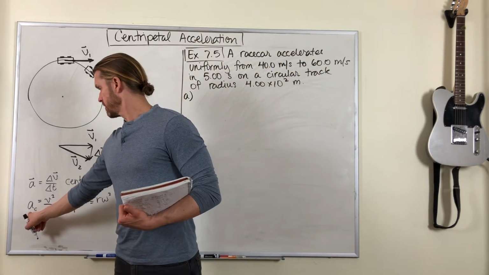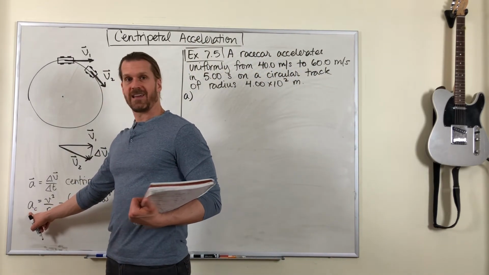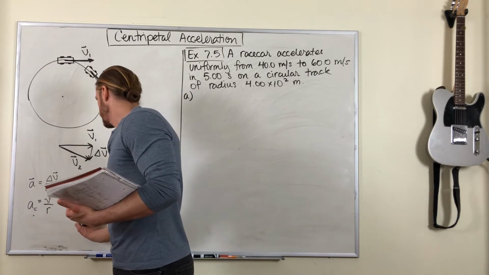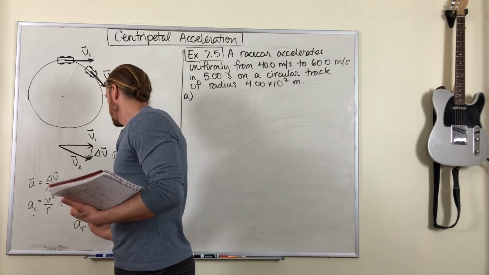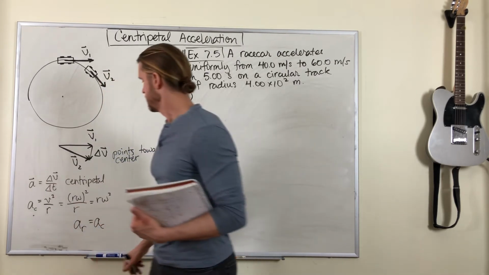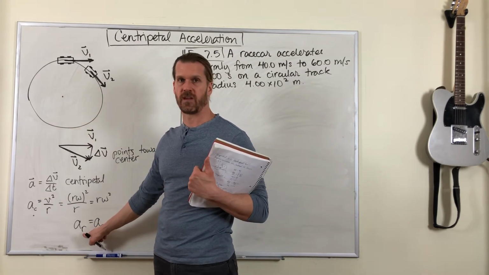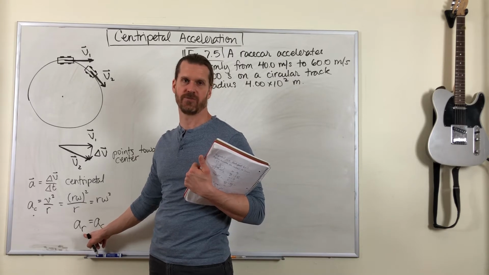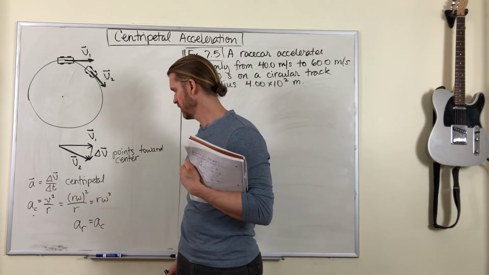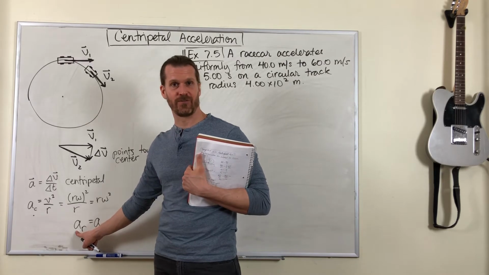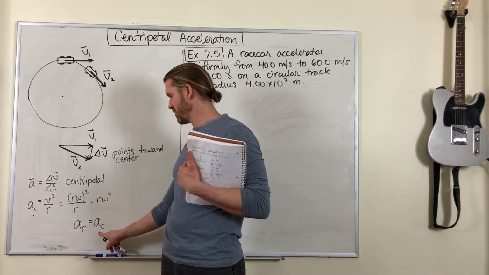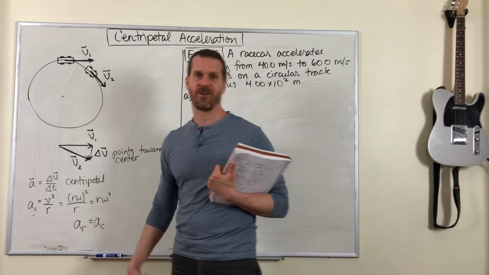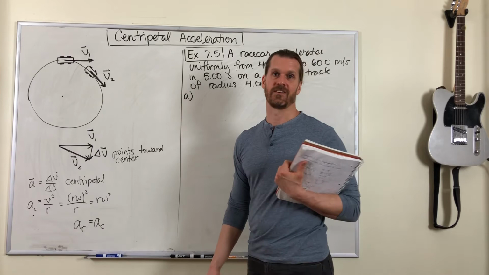By the way, our textbook uses AC for centripetal acceleration. Some people also use AR. That's another symbol that means the same thing. It's R for radial, pointing in the radial direction, meaning toward the center of the circle. I tend to use this notation a little more. I'll try to remember to write AC like our textbook does, but sometimes I forget and I write AR instead. Just keep in mind they mean the exact same thing.